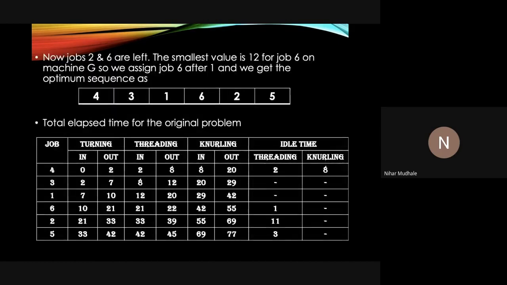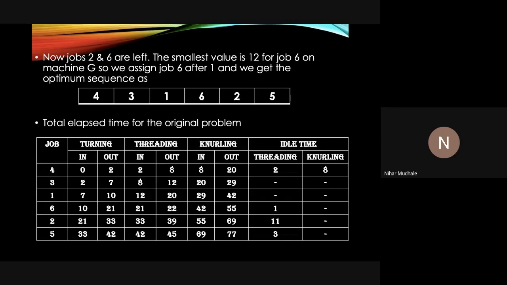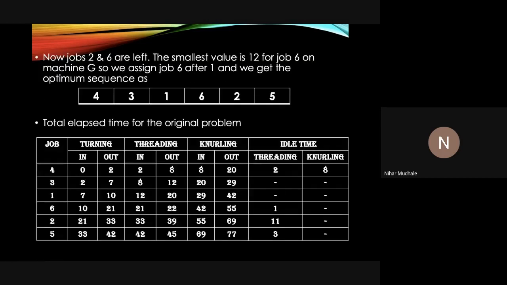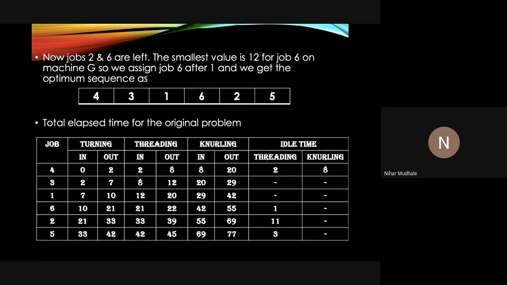Idle time for turning is equal to 35, from the formula 35 into bracket 77 minus 42. Idle time for threading is found by adding all the threading times given in the column on the right side. So we add these and get the idle time for threading, and the knurling time we got is 8, which will be given here. If there is more knurling time, then it should be added as well.